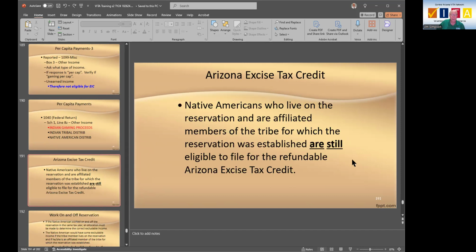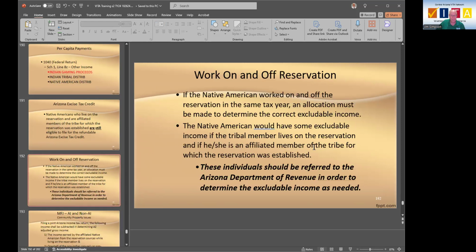There's also an Arizona excise tax credit that Native Americans who live on the reservation and are affiliated members of the tribe are still eligible to file for. I'm not sure where the logic of that came from, but it's just something to look at. It's $25 per member of the household. It's not huge, but to some of these folks, that counts as money, okay?